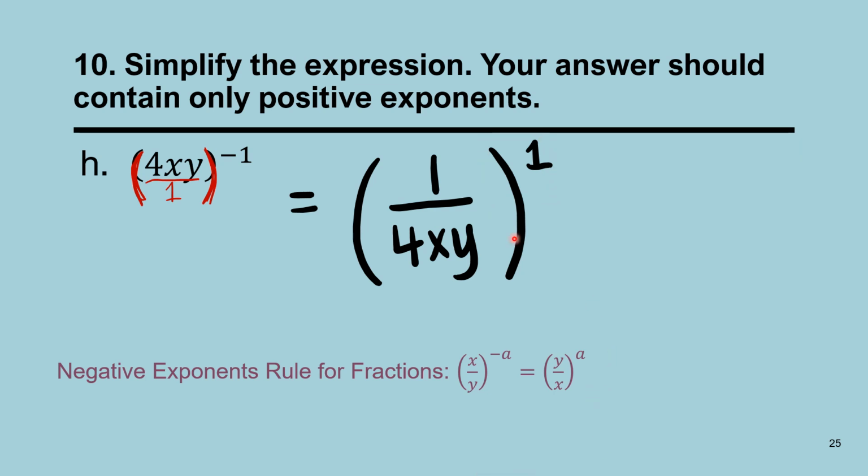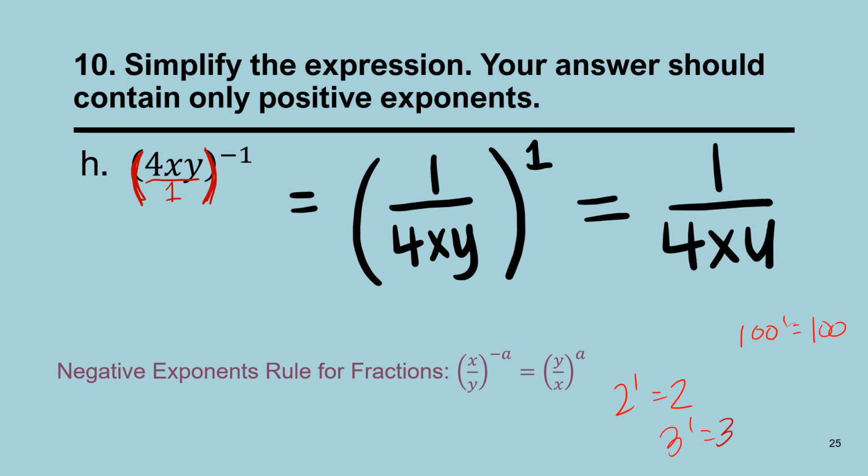Now when I raise something to the first power, it just stays the same. So 2 to the first power is just 2. 3 to the first power is 3. 100 to the first power is 100. Raising something to the first power does not change it. So I can really just drop the first power, drop the parentheses, and there's my answer.